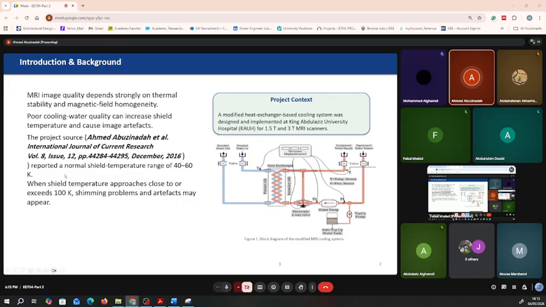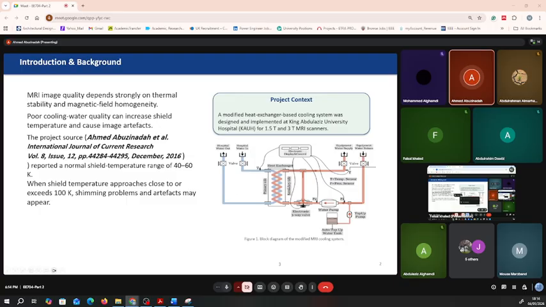The report reported a normal shield temperature range of 40 to 60 Kelvin. When the shield temperature approaches or exceeds 100 Kelvin, shimming problems and artifacts may appear. A modified heat exchanger-based cooling system was designed and implemented at our institution, King University Hospital, for 1.5T and 3T Tesla MRI scanners.